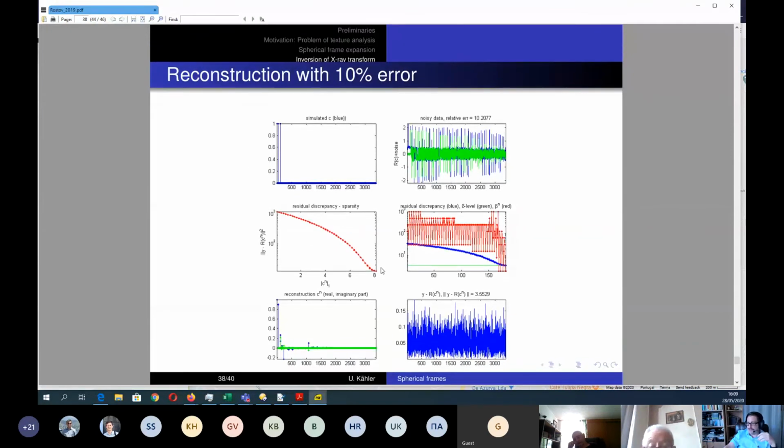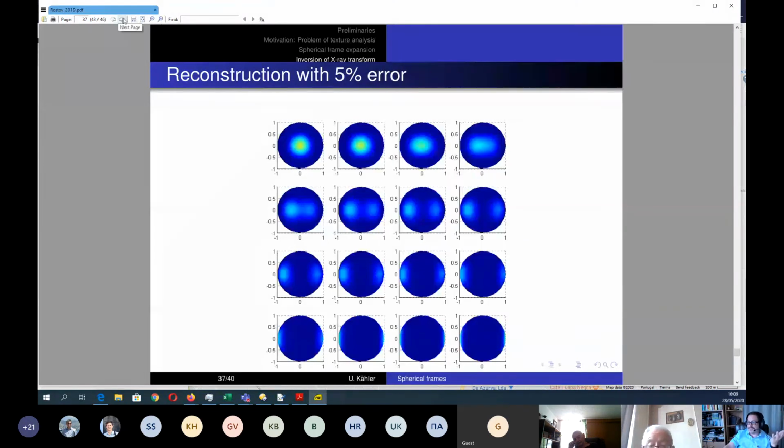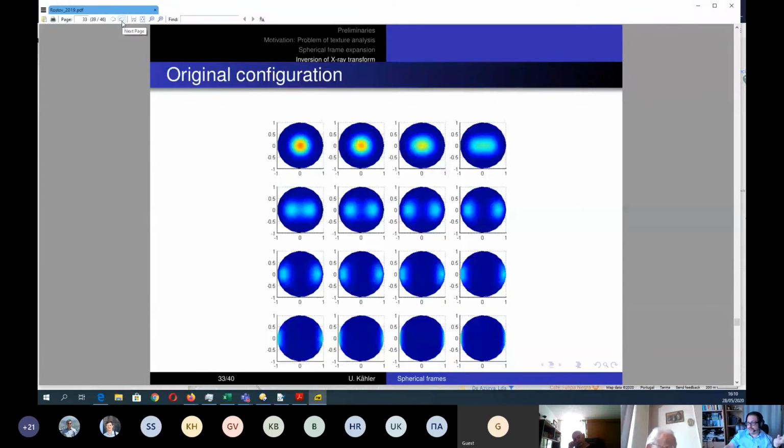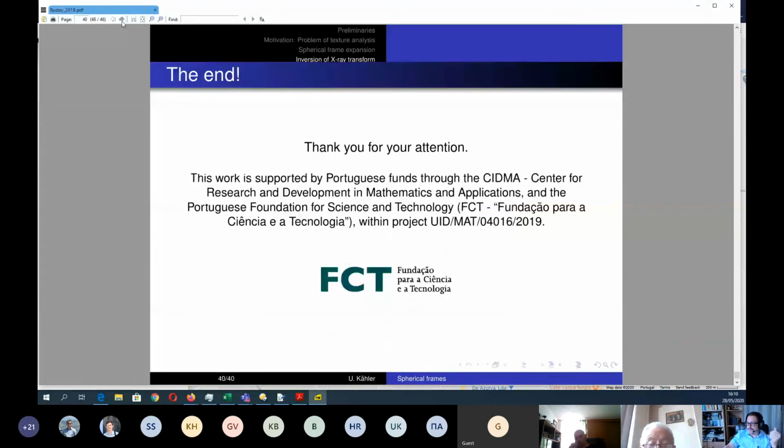And you have the whole thing done, and this is basically the relative error and so on. Just to give you an idea, that's how it looks with 10% error compared to the original one. That's the original one, and then you can simply see that's without noise, that's 5% error, and that's with 10% error. And that's basically what I would like to say about this part here. And I hope it was interesting.